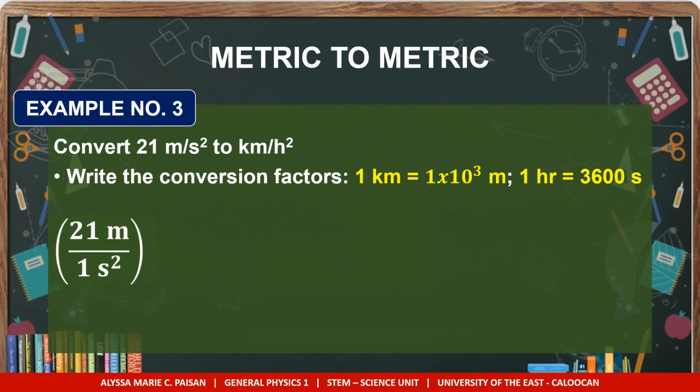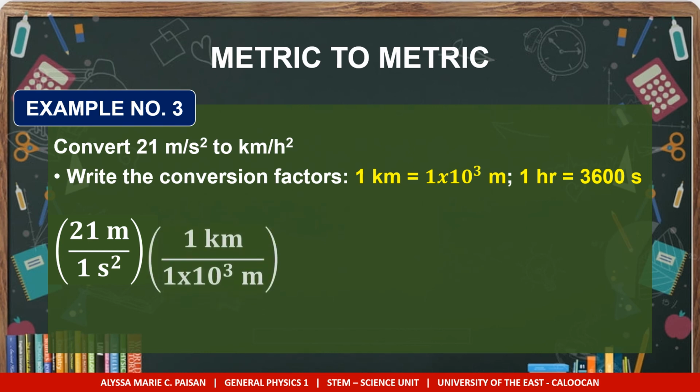Notice that for distance, we will convert from m to km, which means that just like in example number 2, we will follow rule number 1. This means that we will only have one conversion factor for distance. Since time is also a factor in this conversion, we will have another conversion factor for time, that is 1 hour is equal to 3,600 seconds. Our given will be 21 meters over second squared, as you can see on the screen.